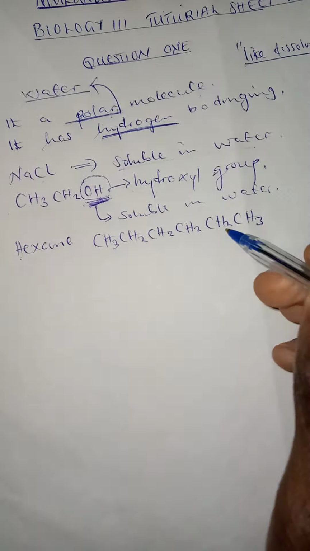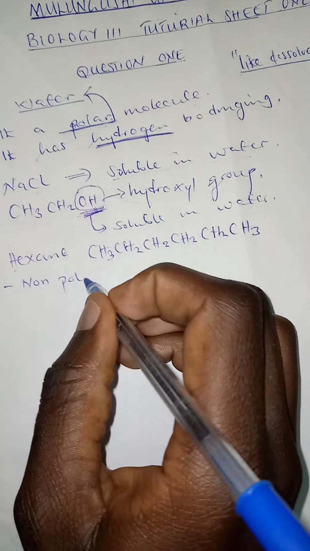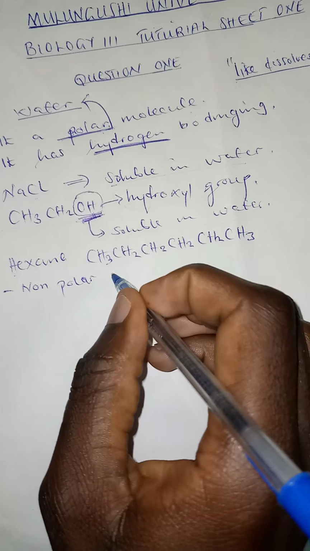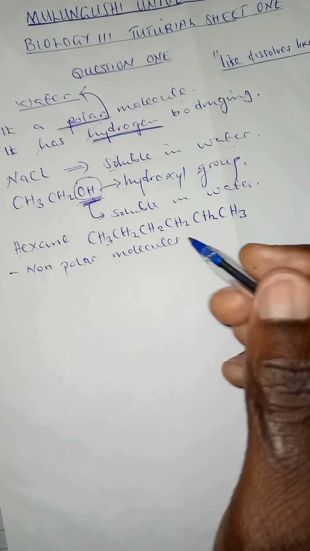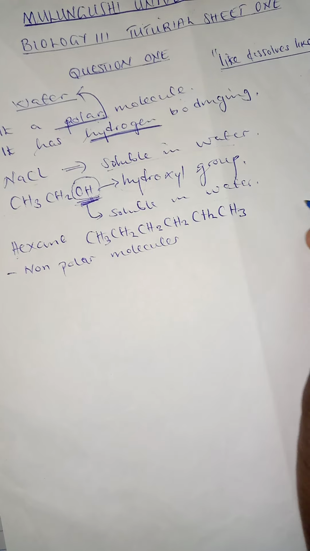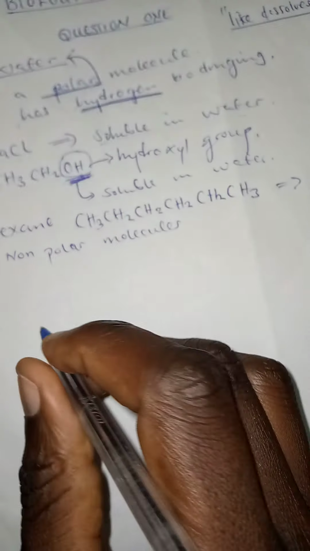What you discover here is that this is a non-polar molecule. If it's a non-polar molecule, it does not dissolve in water, since water is a polar molecule. So basically, it cannot dissolve in water. We are saying insoluble. That's your answer. Done. It is insoluble in water because it's a non-polar molecule.